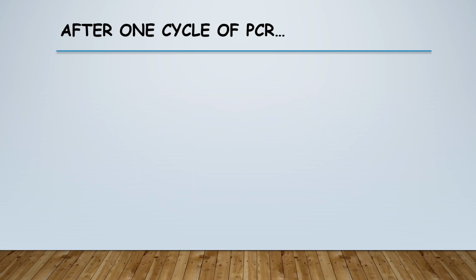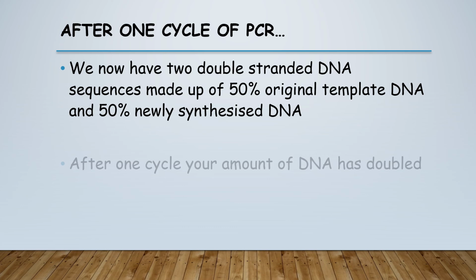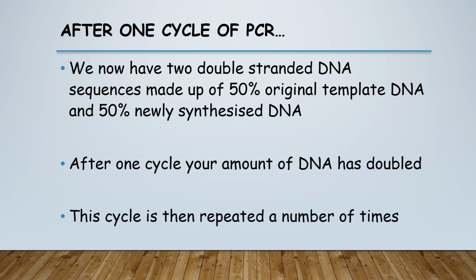So that means after one cycle of PCR, we now have 2 double-stranded DNA sequences. And again, it's semi-conservative like DNA replication, so it's 50% of original template of DNA and 50% newly synthesized DNA. So it means after one cycle, we have doubled our DNA. And then that cycle is then repeated a number of times.